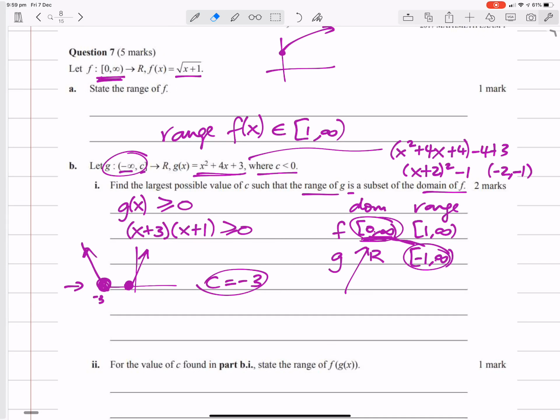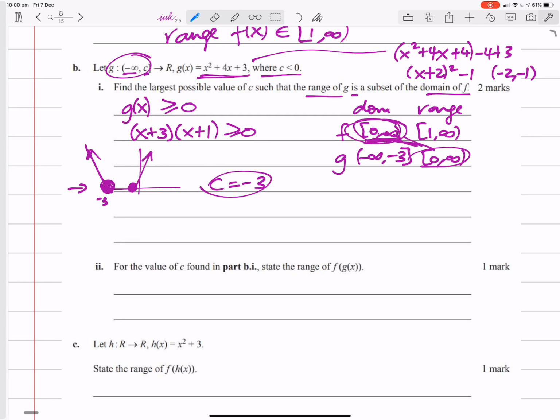That will mean g has a domain of negative infinity to negative 3, and then it has a range of 0 to infinity, which means that the range of g of x fits into the domain of f of x.